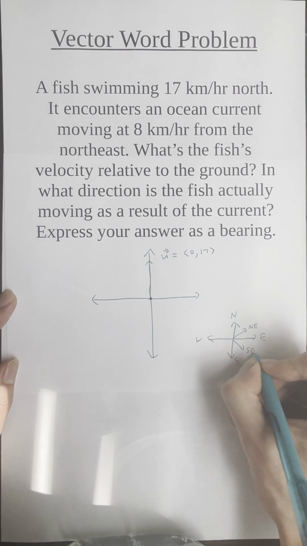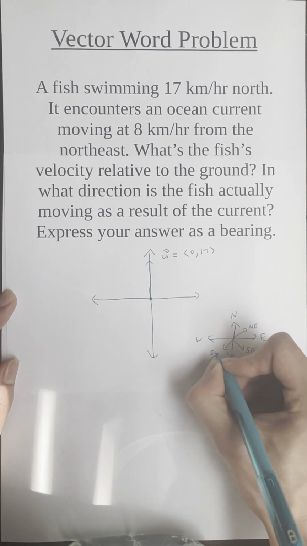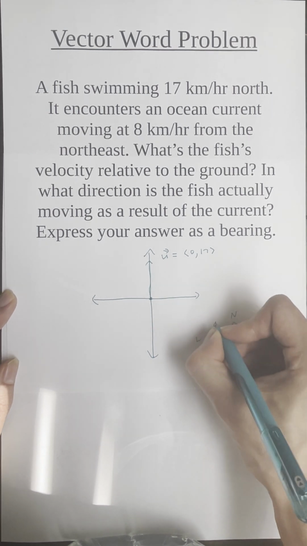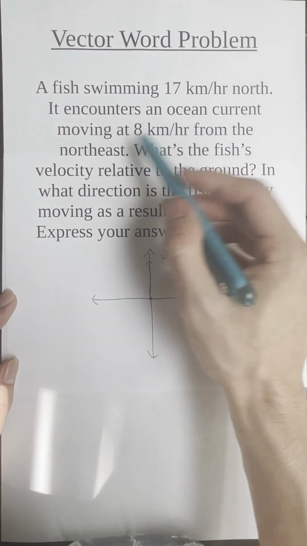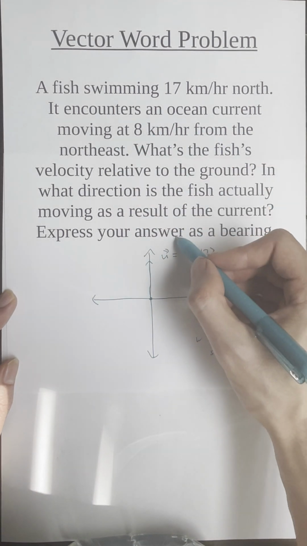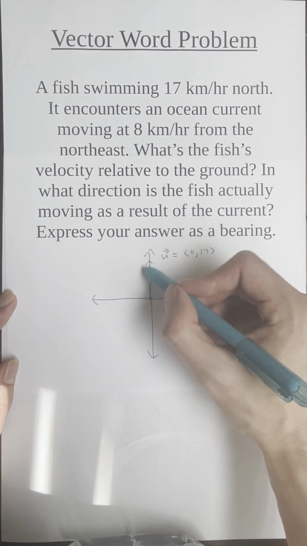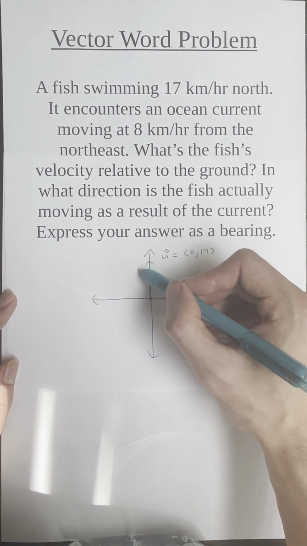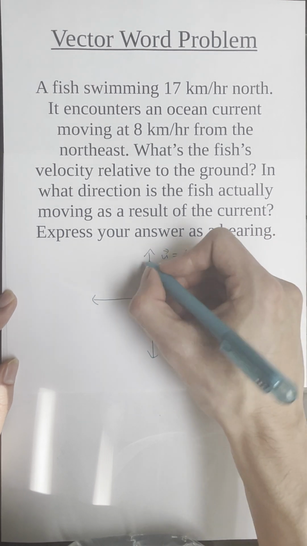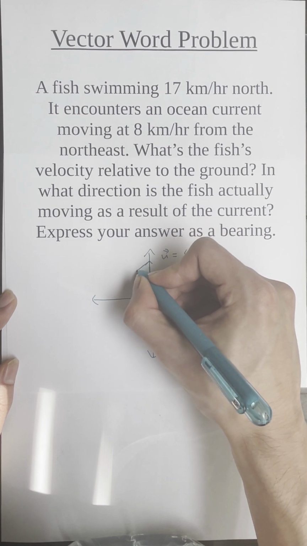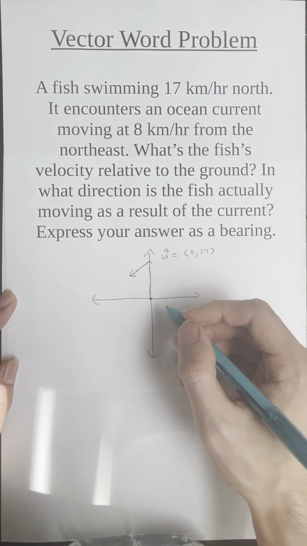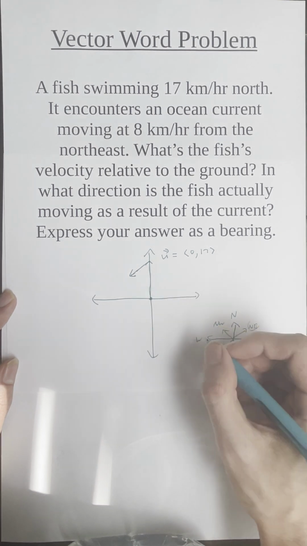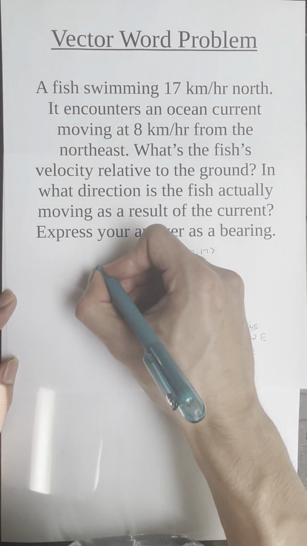This is southeast, southwest, northwest. Okay, but it's coming from the northeast. So it's coming from here, but it's pushing on the fish this way. Okay, so this is going to be the ocean current vector, and I'm going to call that vector v.